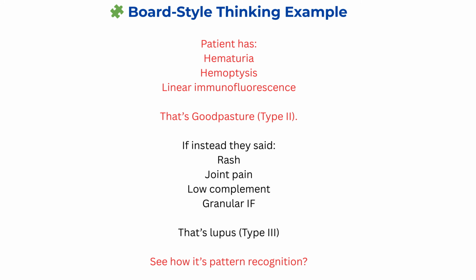Board style thinking example. Patient has hematuria, hemoptysis, linear immunofluorescence. That's Goodpasture. Type 2. If instead they said rash, joint pain, low complement, granular IF, that's lupus. Type 3. See how it's pattern recognition?